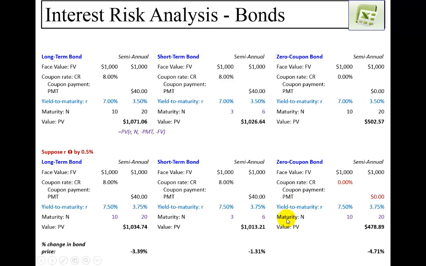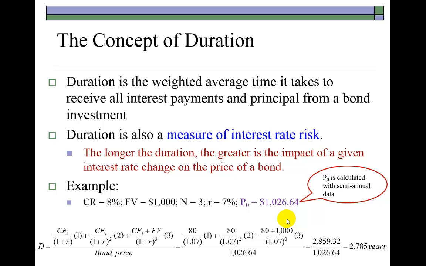Now though, as it turns out, we can also use duration as a measure of interest rate risk. And earlier in a different lecture, you learned that duration, mathematically speaking, is the weighted average time it takes to receive all interest payments and, in addition, the principal from a bond investment. Now, as it turns out, the longer the duration of a bond, the greater is the impact of a given interest rate change on the value of that bond.